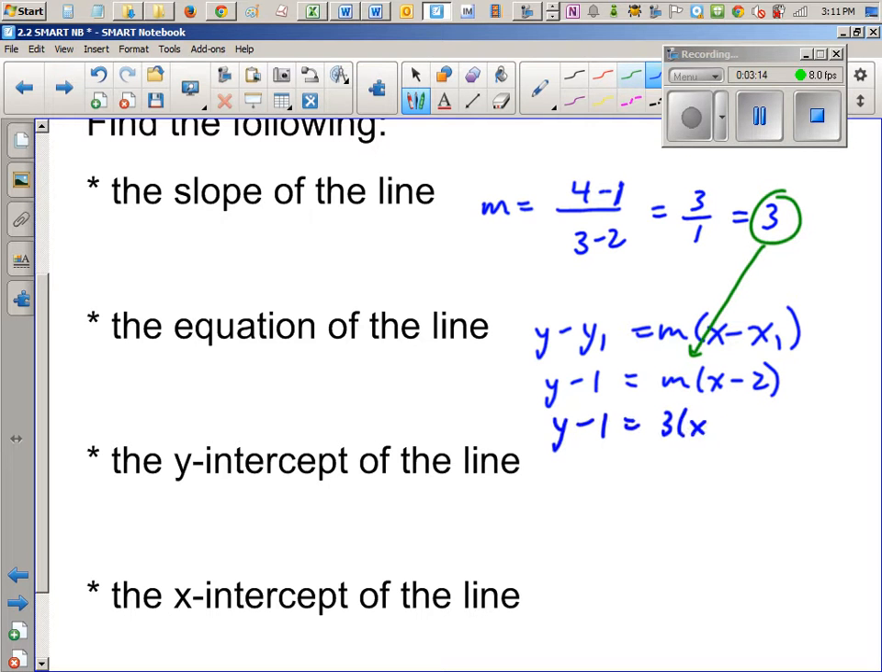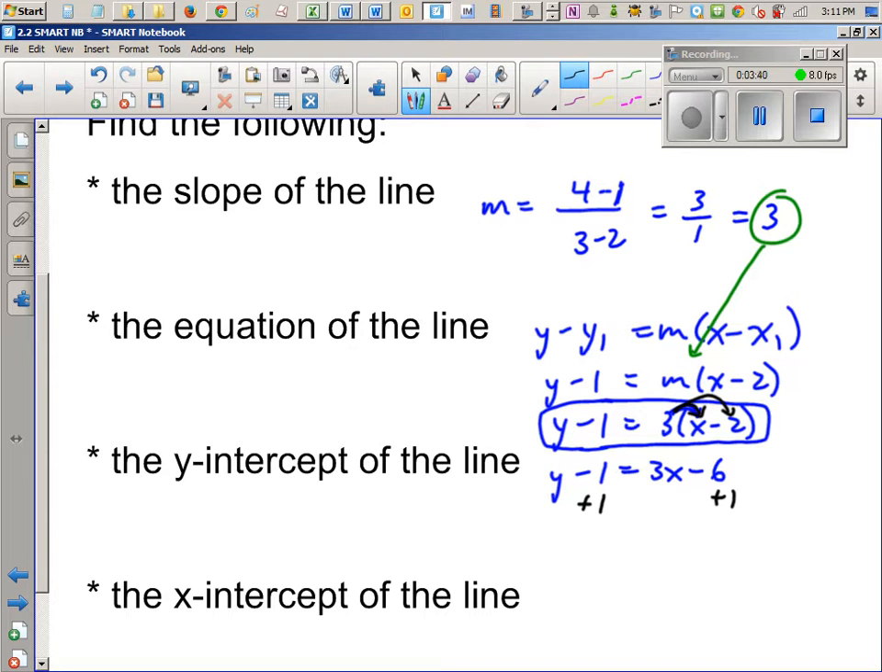Now you're welcome to leave your answer this way, although most teachers won't allow it. What you want to do for most teachers is distribute the 3 and then isolate the y. So I'll go ahead and do that as well. If you distribute the 3, you get 3x minus 6. And the left side is y minus 1. You could add that 1 over to the right. So the final answer is y equals 3x minus 5.